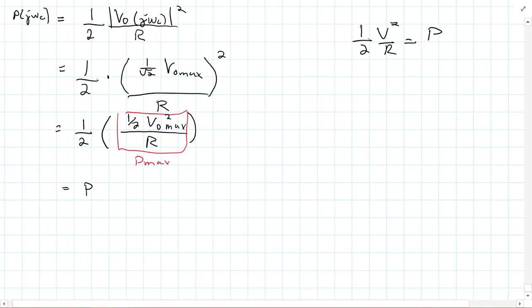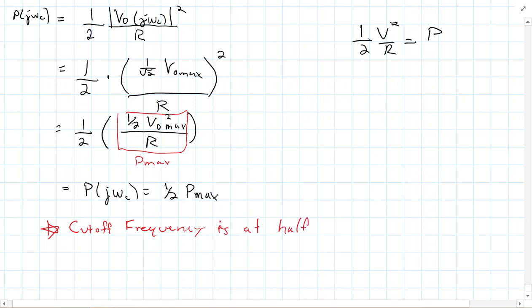Now we could have gone backwards. We could have defined it with the result we get here and then see what effect that has on the circuits, but we defined it this way here. So what we get here is P at j omega c is equal to 1/2 P max. So the key thing here, I'm going to star this here. The cutoff frequency is at half the maximum power.